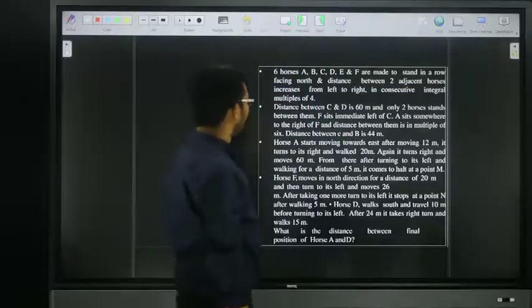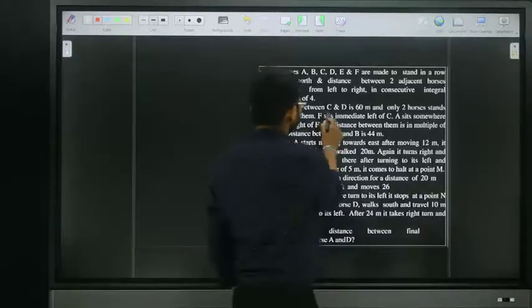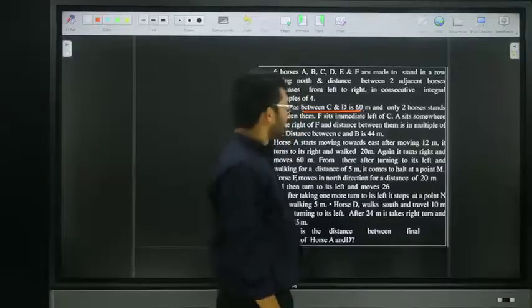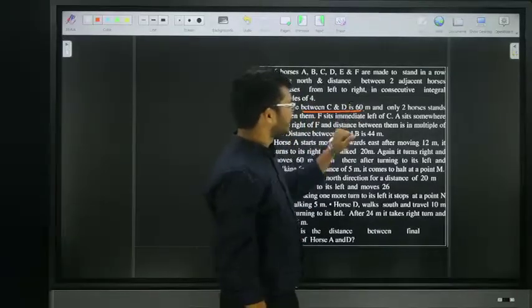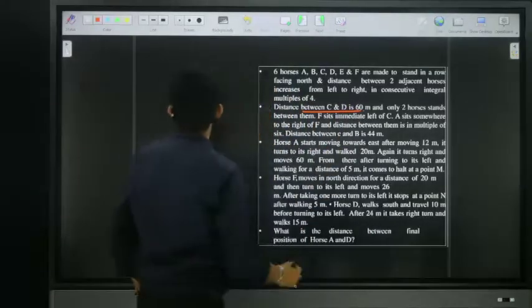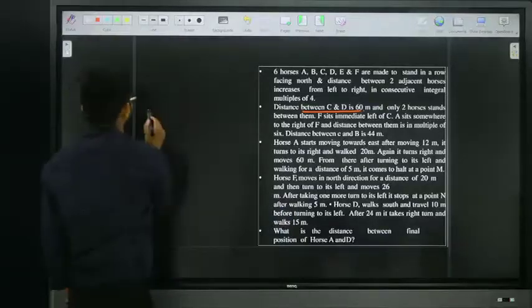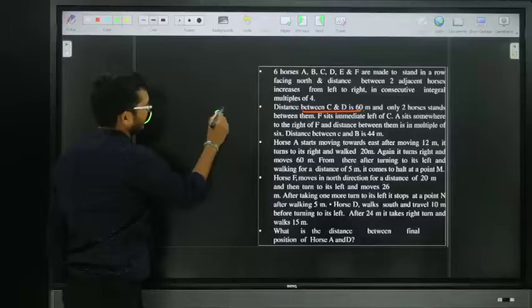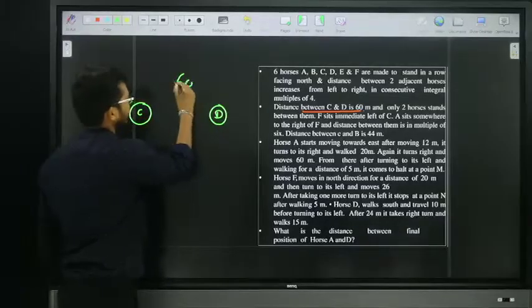When taking the first point, see here: the distance between horses C and A is 60 meters. Friends, check here what the measurement is. The distance between horse C and A is 60 meters.